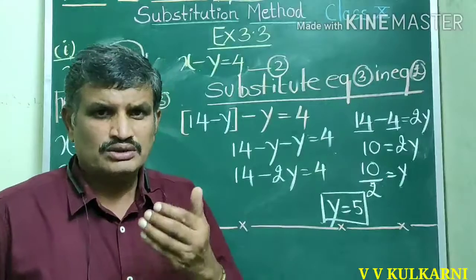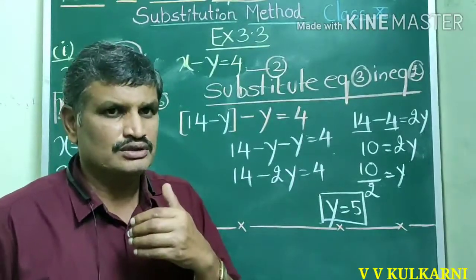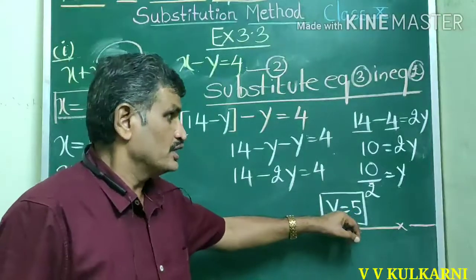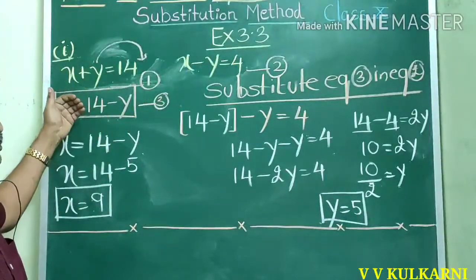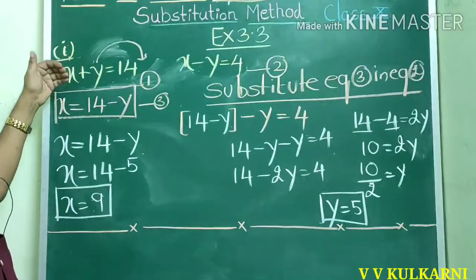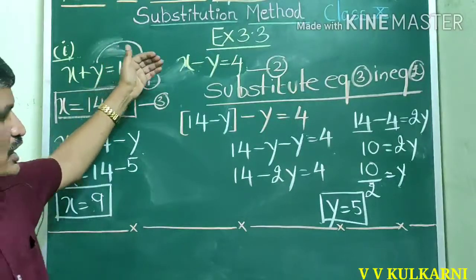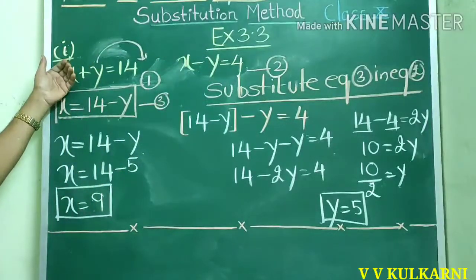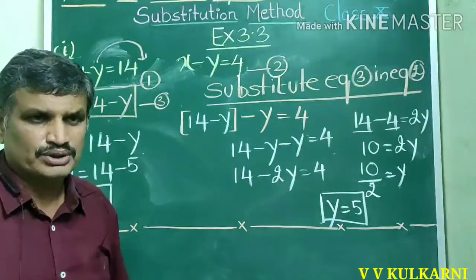Now the next question that arises in a child's mind is, x is equal to 9 and y is equal to 5, sir, you have got it, and you have substituted x from this equation. Why can't we substitute y from here in this equation? Yes, it can be substituted.